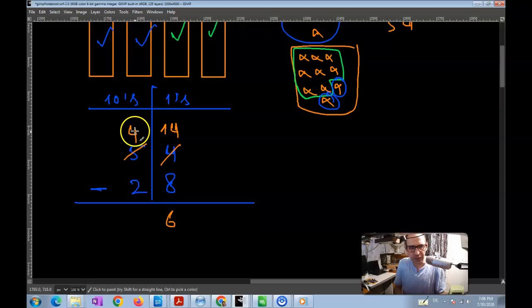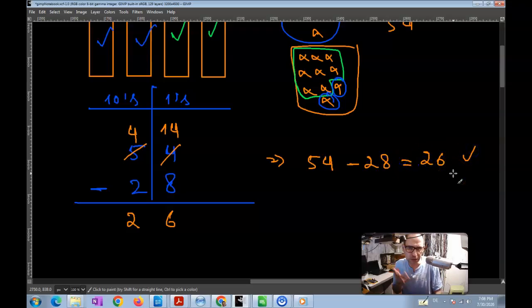And now I have 4 groups of 10. I want to take away 2 of them, so I'll be left with two groups of 10, which means that 54 minus 28 is the same thing as 26, right? So that's how you do this type of calculation.